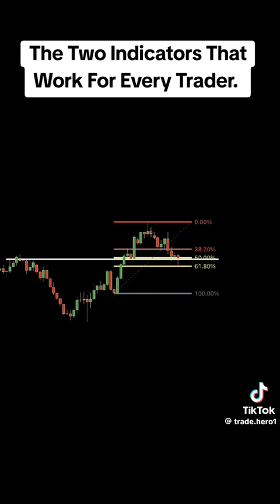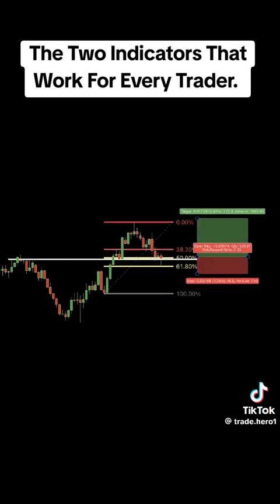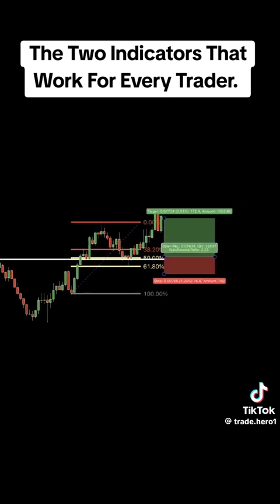Here's how we'd execute it. Entry, at the close of the pin bar. Stop loss, just below the low of the sweep. Target, the next resistance level. And look what happens next. The market respects the level and rallies straight to our target. This kind of setup, backed by trend, level, and liquidity, gives us a strong edge.